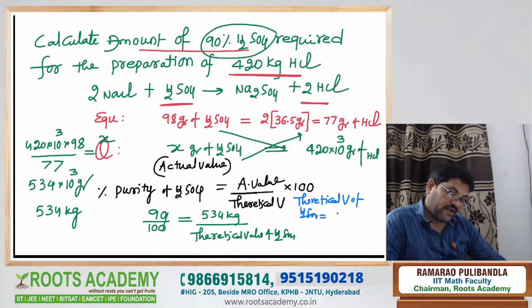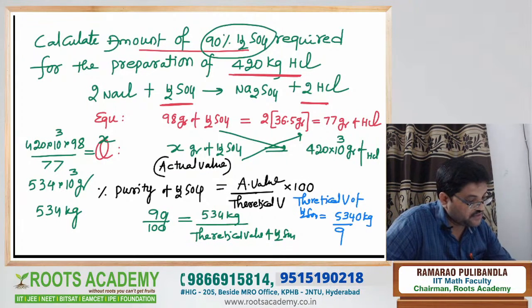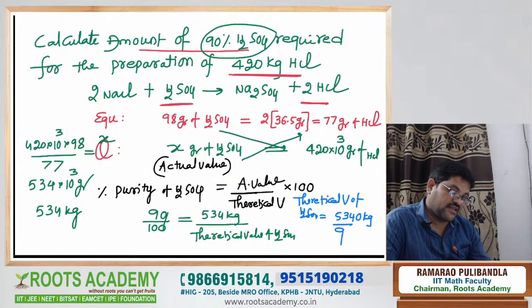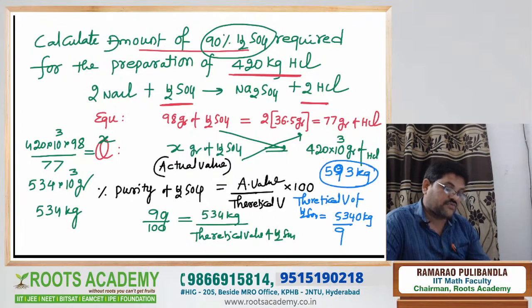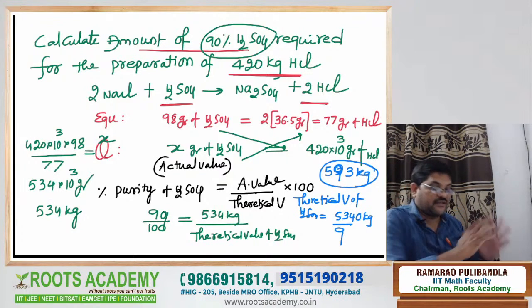You got 5340 kg by 9. How much did you get? 5340 kg by 9. Now take 5340 divided by 9. You get 593 kg required. 593 kg of H2SO4 is required. Simple logic. Repeat the question once again.